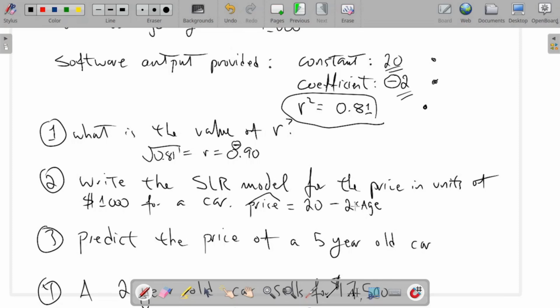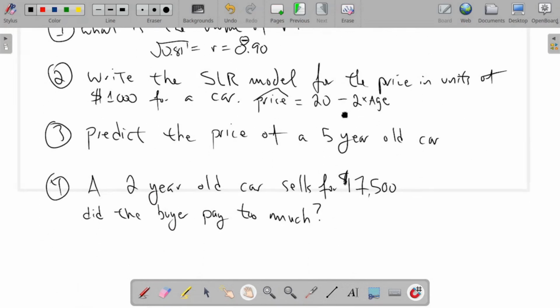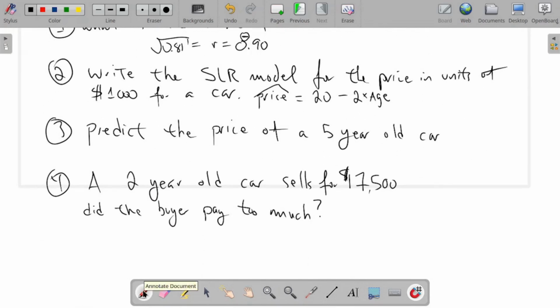Now, we're going to use that model to predict the price of a 5-year-old car. Let's move this up a little bit. Well, that means we're going to plug in 5 for age. So we end up with price, hat, is equal to 20 minus 2 times 5, which is 10. So $10,000 is the approximate average sale price for a 5-year-old car.